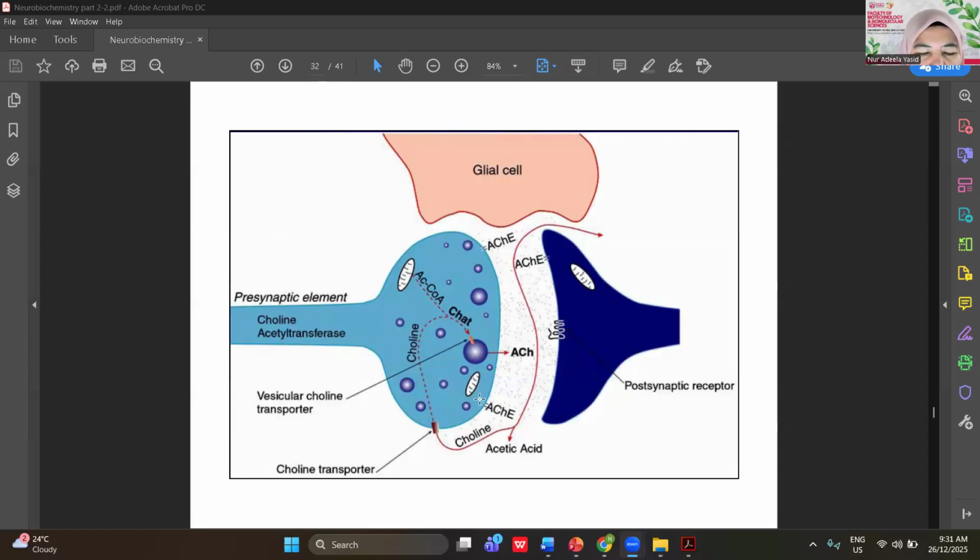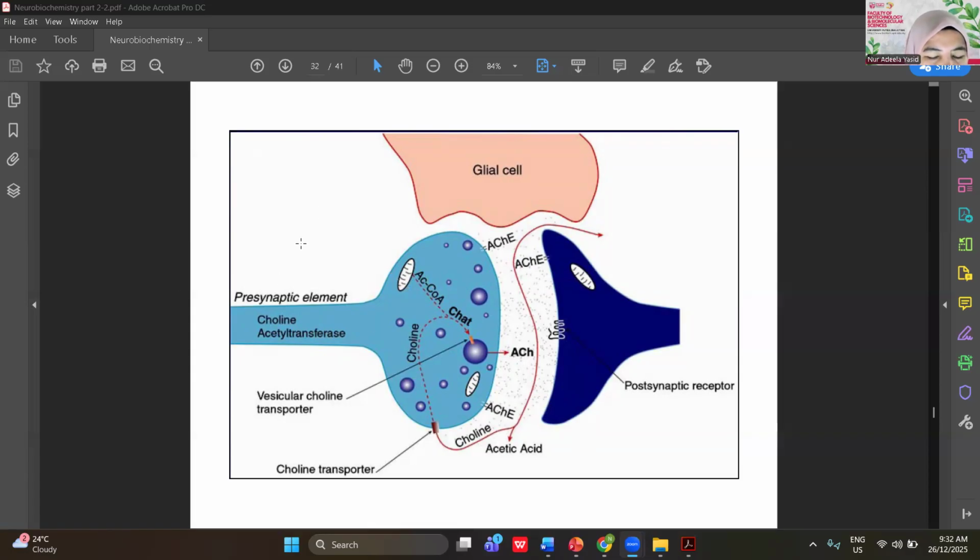This is another diagram that illustrates acetylcholine synthesis, release and breakdown. So synthesis, by choline acetyltransferase, which synthesizes acetylcholine by combining choline and acetyl-CoA.